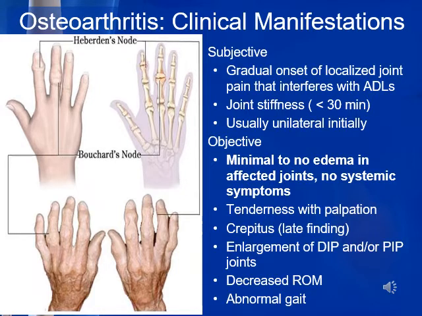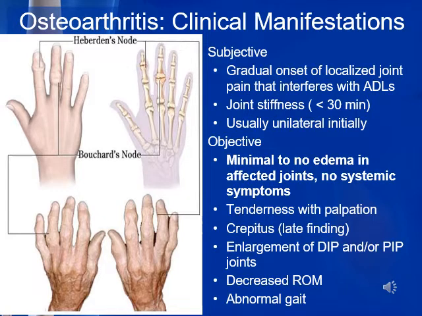There typically is minimal to no edema in the affected joint. We don't see a lot of systemic symptoms or localized edema, where we might see more of that with rheumatoid arthritis. Tenderness with palpation is possible. Crepitus is really a late finding, so if they're hearing the grinding in their hip and their knee when they move and when they bend, we know that there's bone on bone to be able to hear that crepitus, so that would be a late sign.